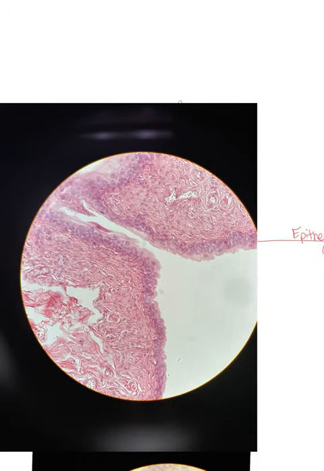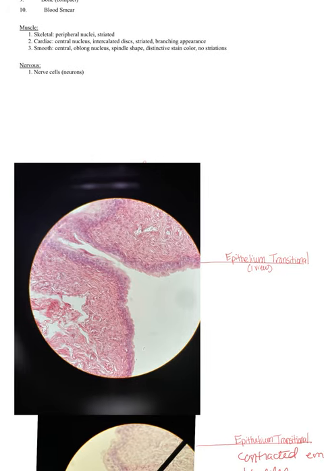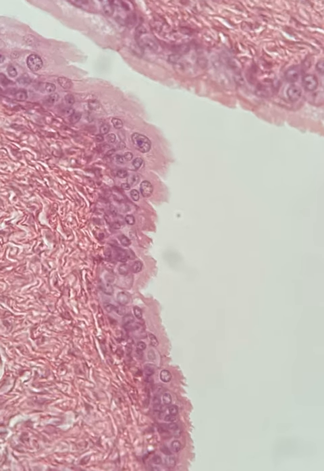Okay, this very first slide is epithelial transitional. Now, if you look right here, you're always going to be looking at the open space and then the first set of cells. Those are going to be the cells that you're being asked to identify. And you can tell that these cells don't really have any exact shape, they're just a bunch of different shapes. They're not really circular. They're not cuboidal. So you're going to see that they sort of are like in between, like a transition.